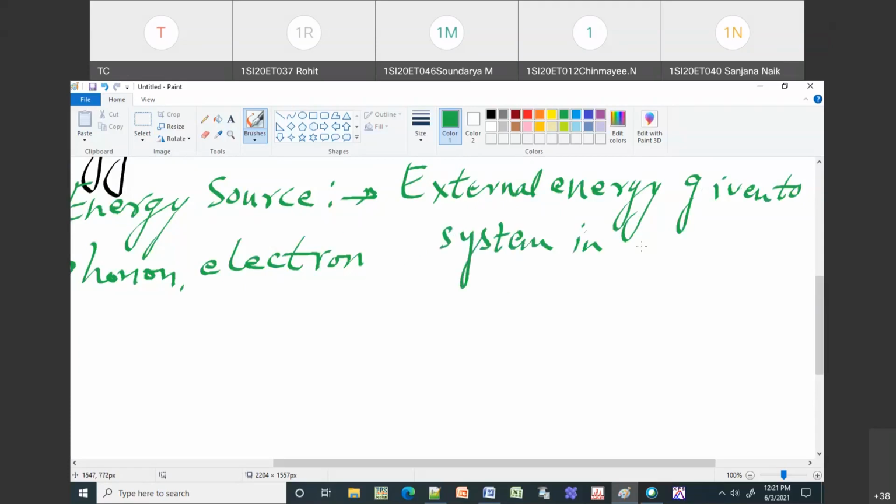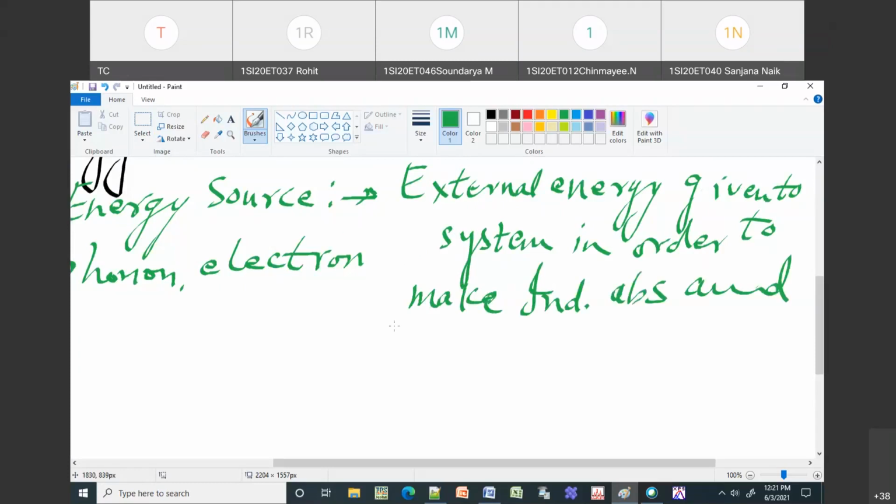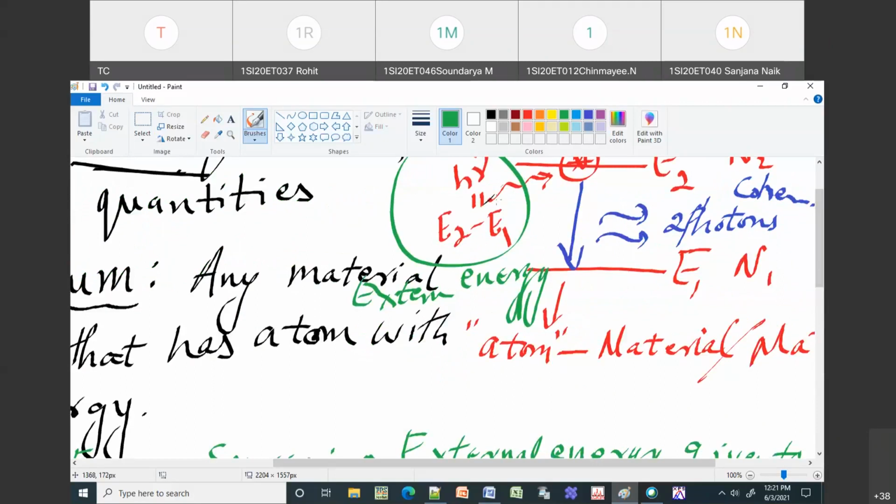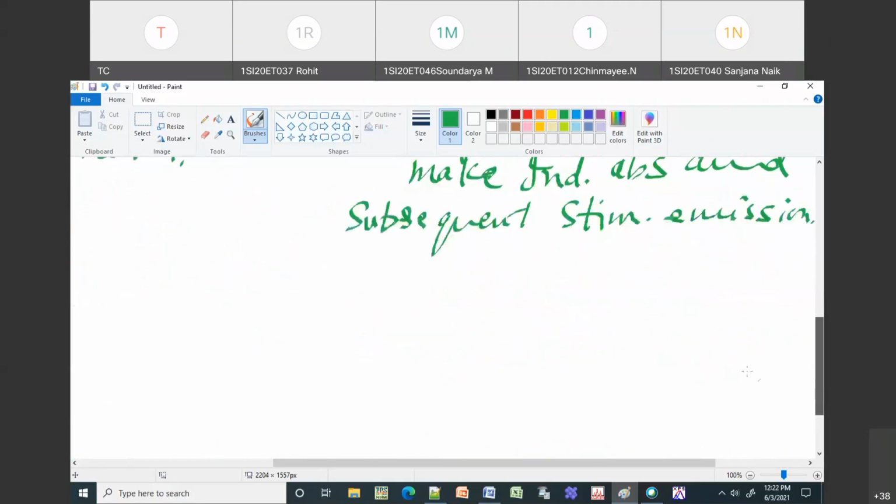in order to make your induced absorption and subsequent stimulated emission. Okay, so this is your external source that you have to give. So it can be in the form of photons, we are using mostly photons here, but it can also be a phonon like your heat energy. It can be even an electron. So instead of sending a photon, I can send an electron, and then I can make the induced absorption and also your stimulated emission.